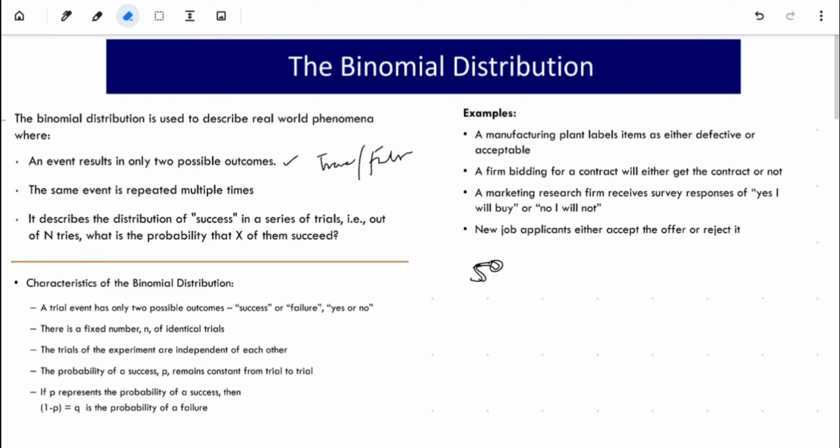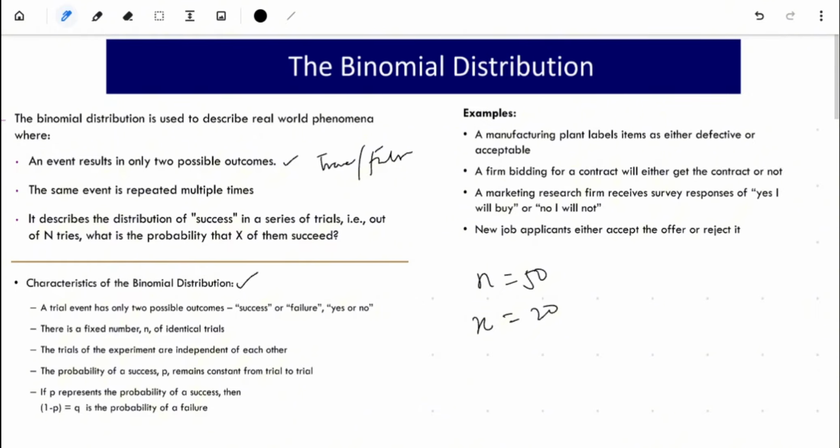And then the third one says it describes the distribution of success in a series of trials. That is, out of n trials, what's the probability that x of them succeed? So let's assume our n is, let me say, 50. So out of 50 trials, what's the probability that x, which is, let me say, 20, succeed, right? So these are some of the characteristics that show that we are dealing with binomial distribution. So let's talk about the characteristics of binomial distribution.